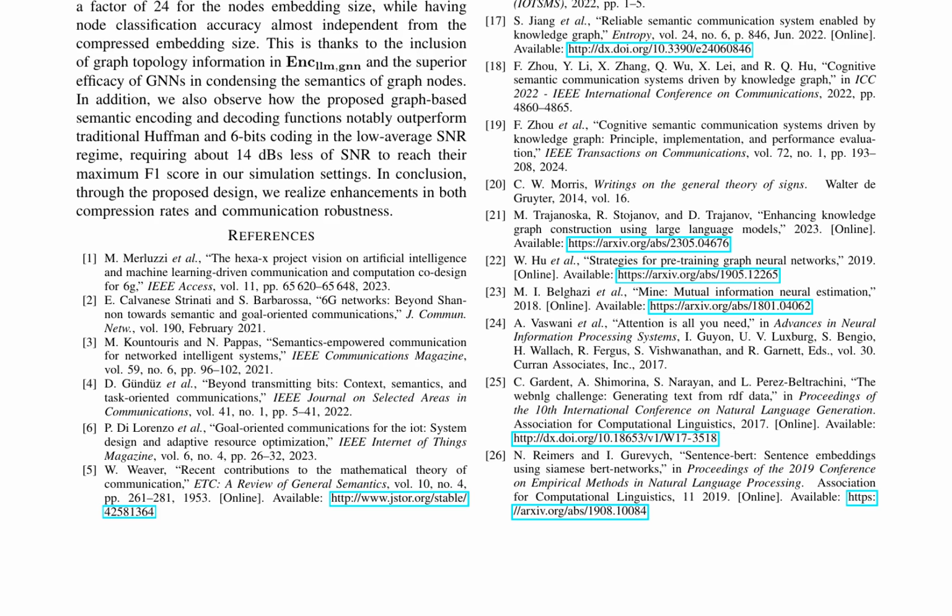The proposed framework has several advantages, including improved compression rates, enhanced communication robustness, and high node classification accuracy. The results demonstrate the effectiveness of the proposed method in achieving high performance in knowledge graph representation and compression. The author's approach has the potential to significantly impact the field of knowledge graph representation and compression, enabling new applications and use cases.